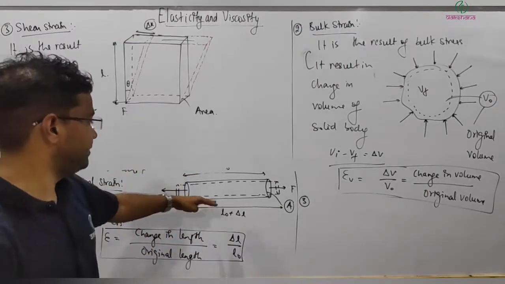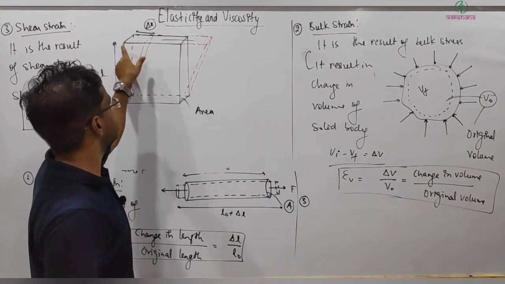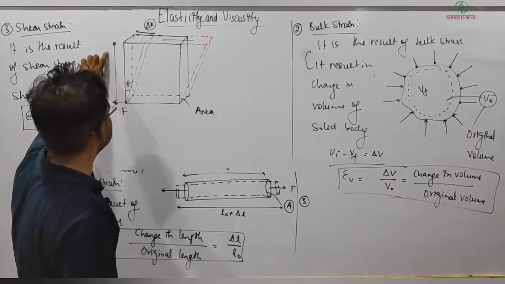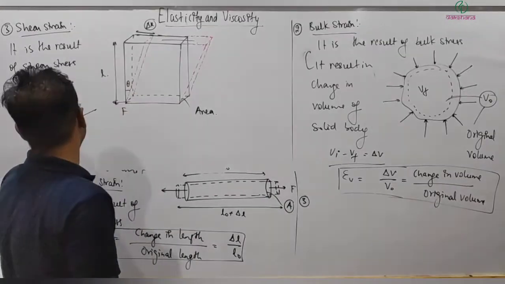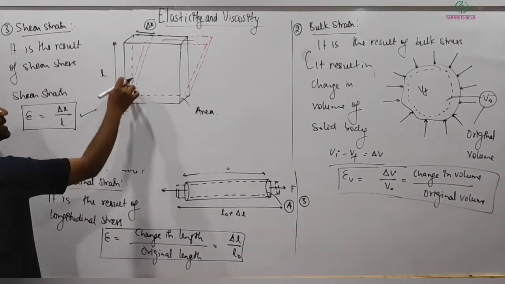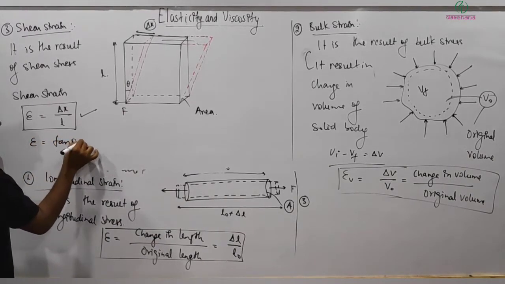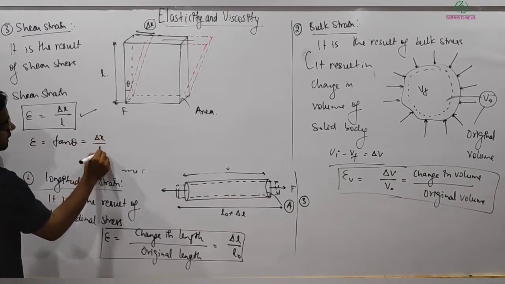It's not the way it's like change here. This change is coming, so you will not be taking this length, it's basically this length divided by this length that is defined as shear strain. So you can see I can write shear strain is equal to tan theta, that is equal to delta x by L.